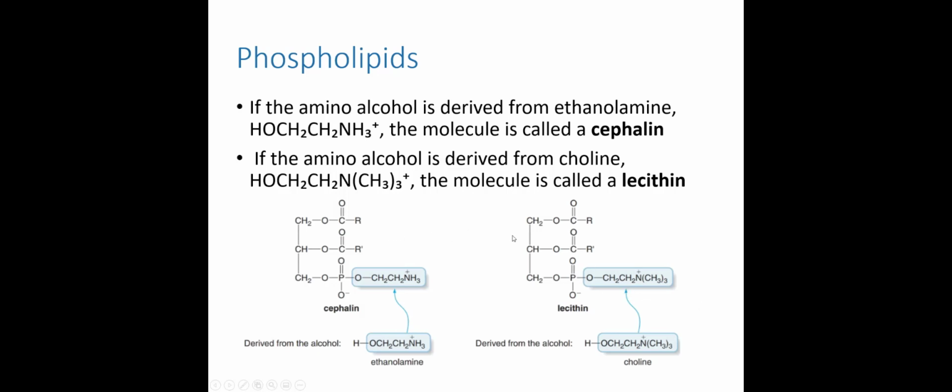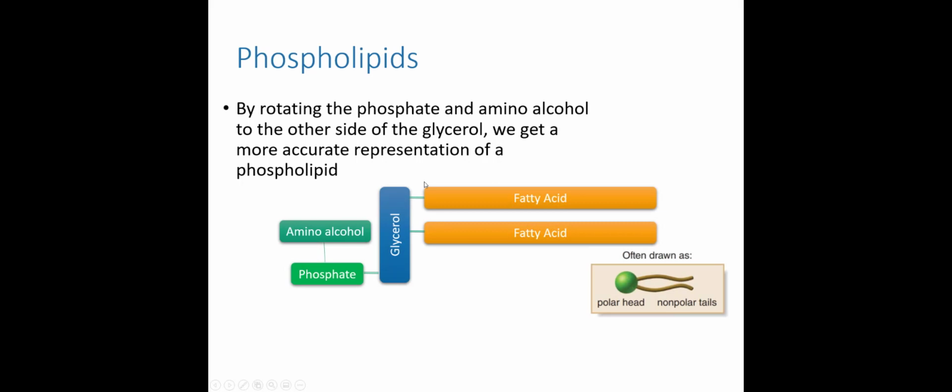Now, this is a convenient way for drawing these molecules when we're first looking at them, but when we actually look at their structures in biological molecules, you're going to see that they are somewhat different. What we often see is that the phosphate and amino alcohol group is rotated onto the other side of the glycerol. So you'll notice again that phosphate and amino alcohol were bonded in the same way. I've just chosen to draw them here off to the left instead of alongside the fatty acid.